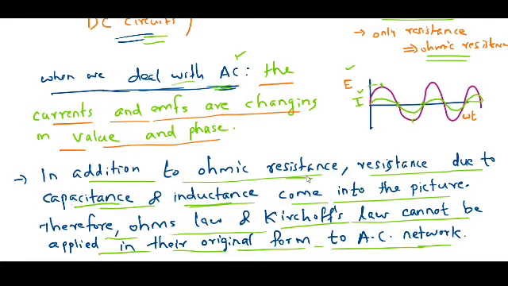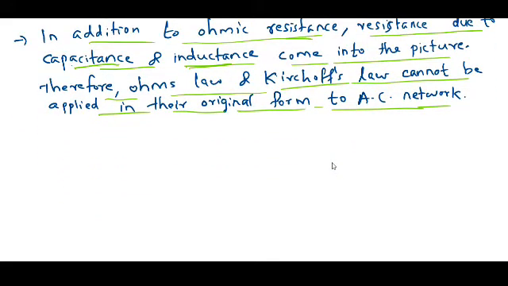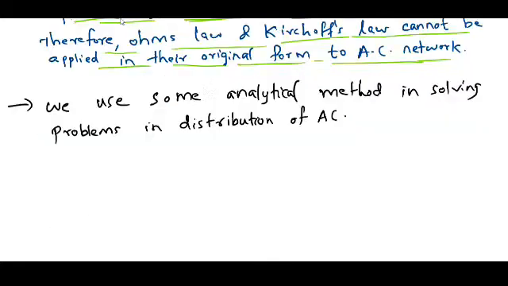Then what will we use in the case of the AC network? That is, to find out the voltage, current, power, etc., we use some analytical methods in solving problems in the distribution of AC. Fine. We discuss what these analytical methods are that are used to solve the problems in the distribution of AC. That is the next topic. It's a method of solving AC problems.